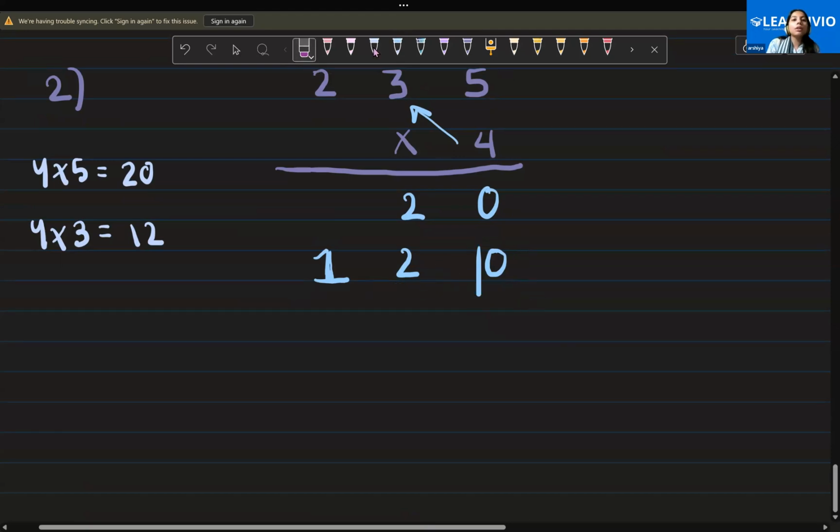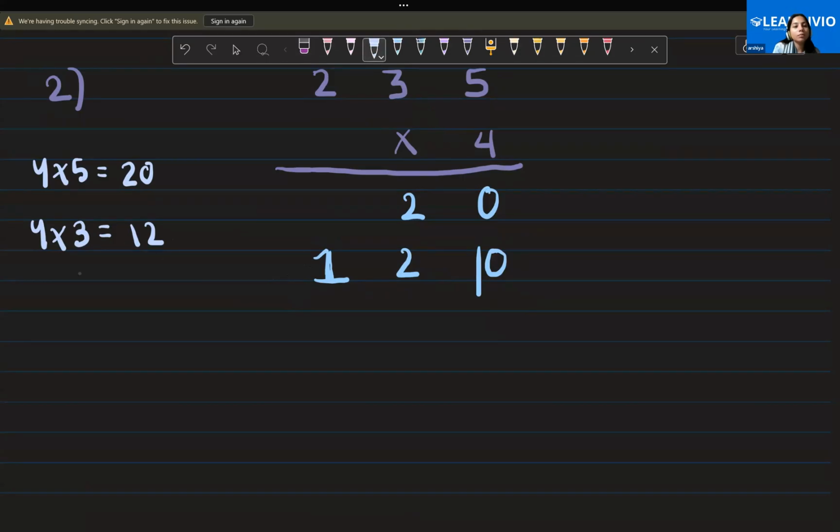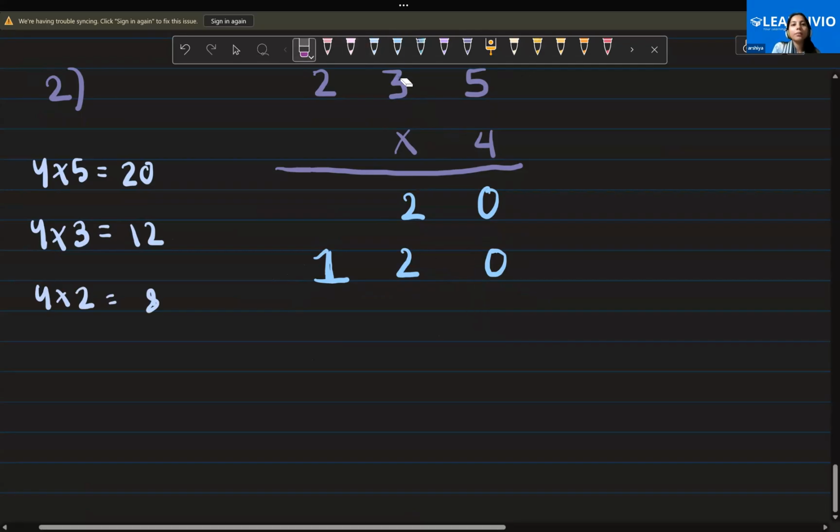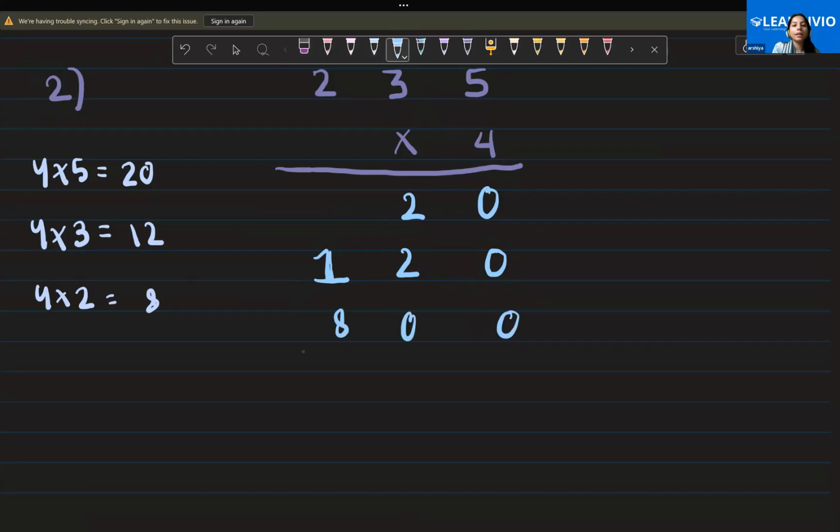Now, what should I do next? 8 twos, so we should write 800. Yes, very good. I wrote it down. Yeah, 800. And the answer will be 940. Very good. So is it clear? Yes. So we add this and the answer will be 940.